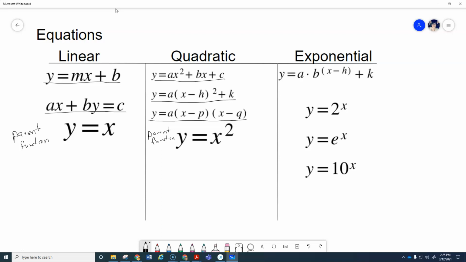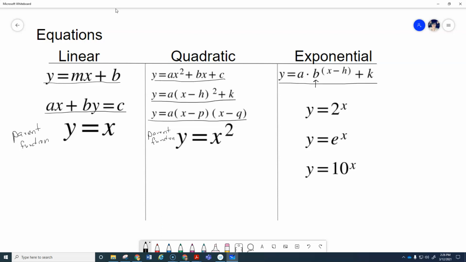And then we throw in this form right here of an exponential. Exponentials are kind of weird because this b right here is part of the equation, and this is, I think, the only case of a parent function that actually has a value that can change and still be considered a parent function.